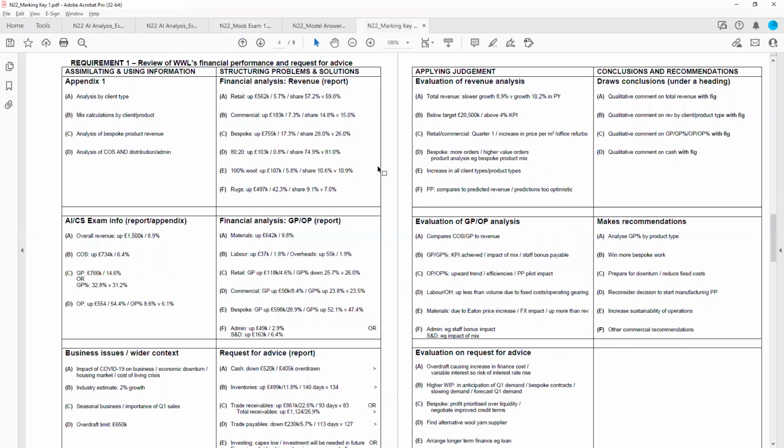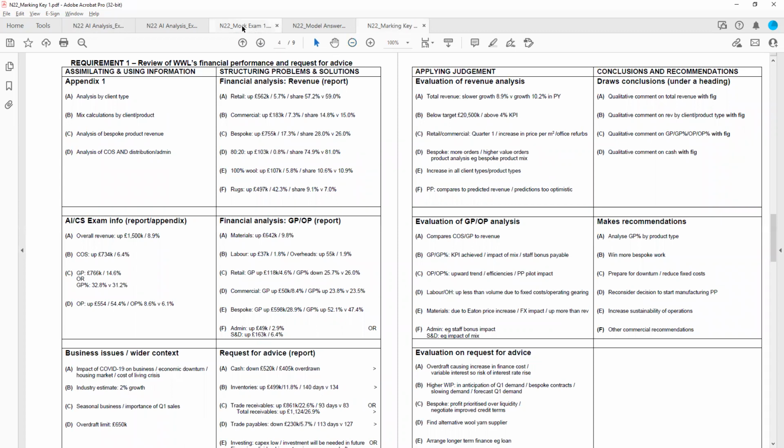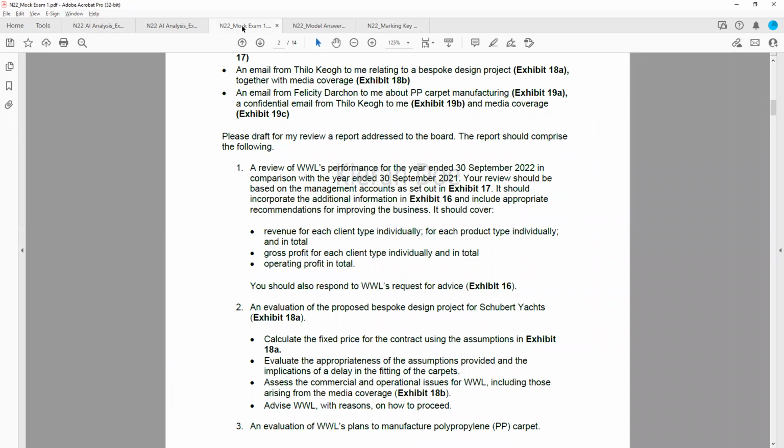Furthermore, the marking key is in the same format every time. There's the same number of boxes for each requirement, the same types of points included in each box. So therefore, the AI is in the same format, the exam paper and the requirements are broadly the same every time, and the marking key is the same every time. Therefore, we use the same exam technique. So even though it's a different business, and even though it's got different facts, different issues, different people involved in the business, different numbers, the content is fundamentally the same, and therefore we use the same exam technique every time.